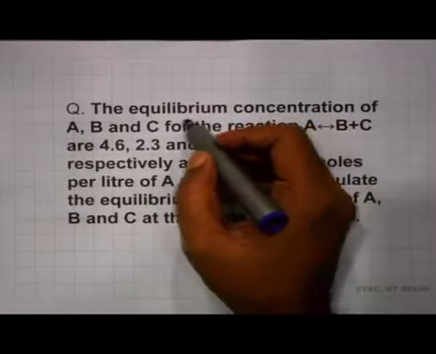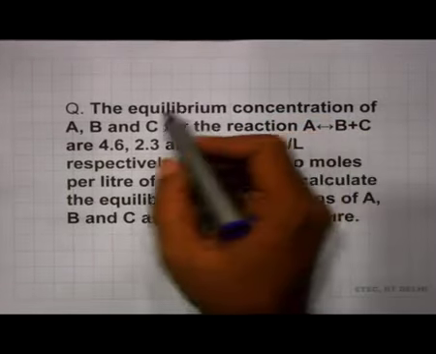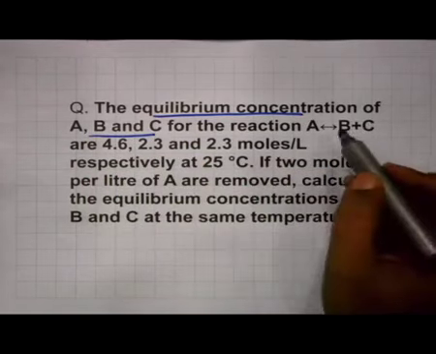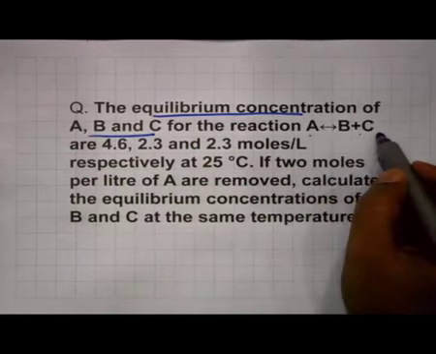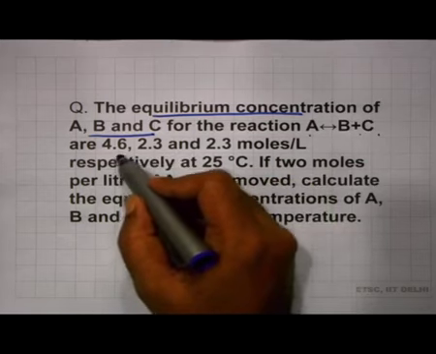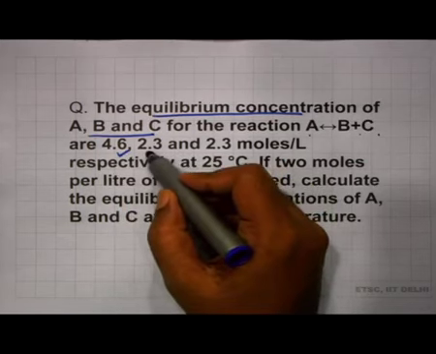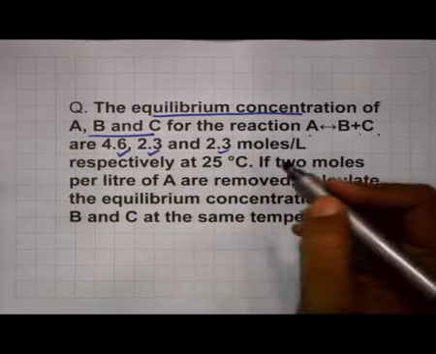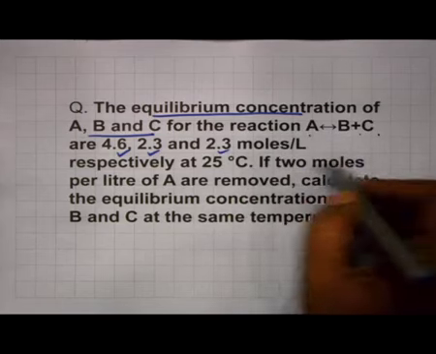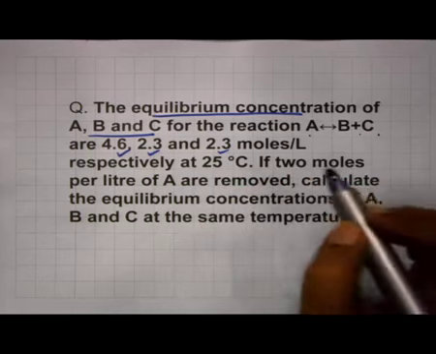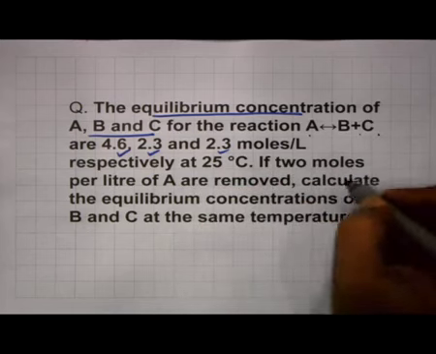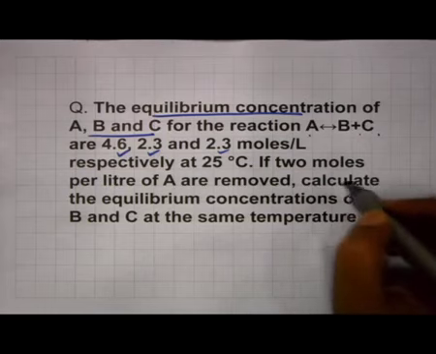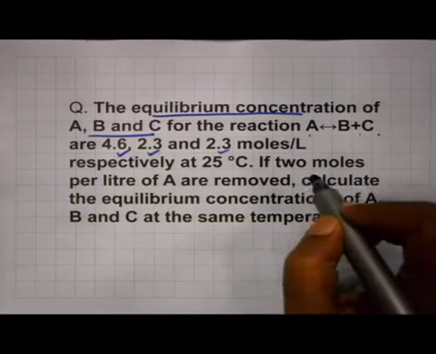So, in this question you have been given the equilibrium concentrations of A, B, C. The reaction is A going to B plus C, and the equilibrium concentrations are known: 4.6, 2.3, 2.3 moles per liter at 25 degrees Celsius. If 2 moles per liter of A are removed, calculate the equilibrium concentration of A, B and C at the same temperature.